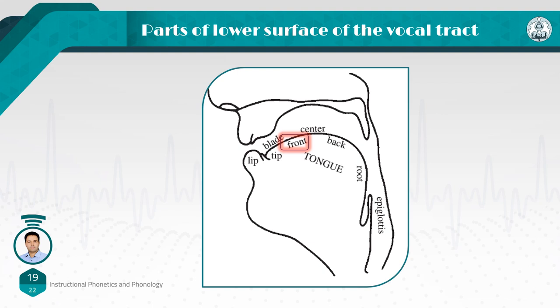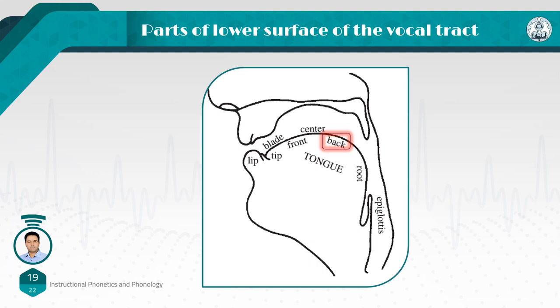It is actually the forward part of the body of the tongue and lies underneath the hard palate when the tongue is at rest. Right now, your tongue is at rest. When you're silent, your tongue is at rest. So this part of the tongue that lies underneath the hard palate when the tongue is at rest is called the front of the tongue. The remainder of the body of the tongue may be divided into the center, which is partly beneath the hard palate and partly beneath the soft palate, and the back, which is completely beneath the soft palate.